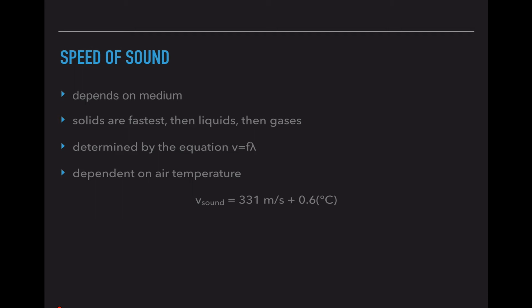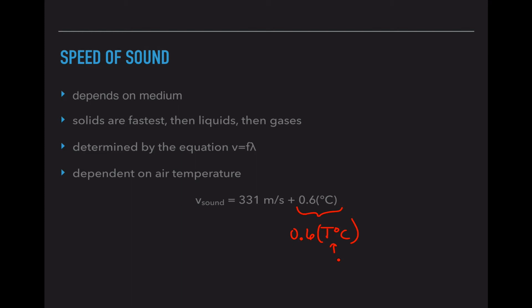So we have this equation on the bottom of the screen. The velocity of sound is equal to 331 meters per second plus 0.6 times the temperature in degrees C. So note, this is the same as 0.6 times temperature in degrees Celsius. Here, all you are plugging in is a number value.